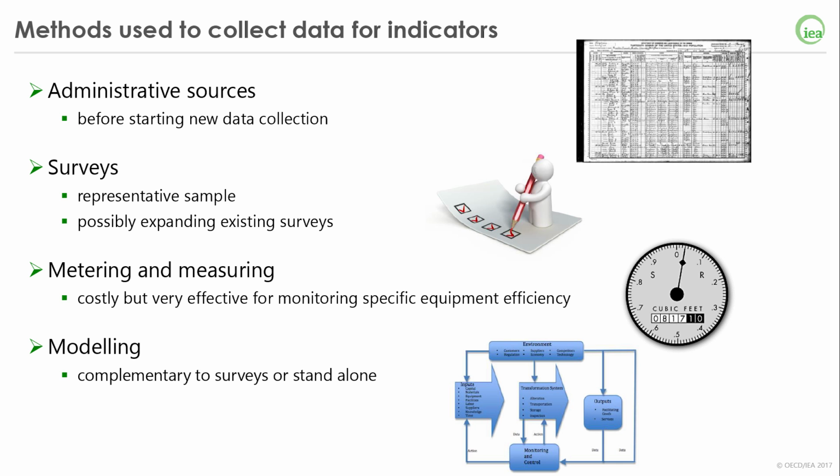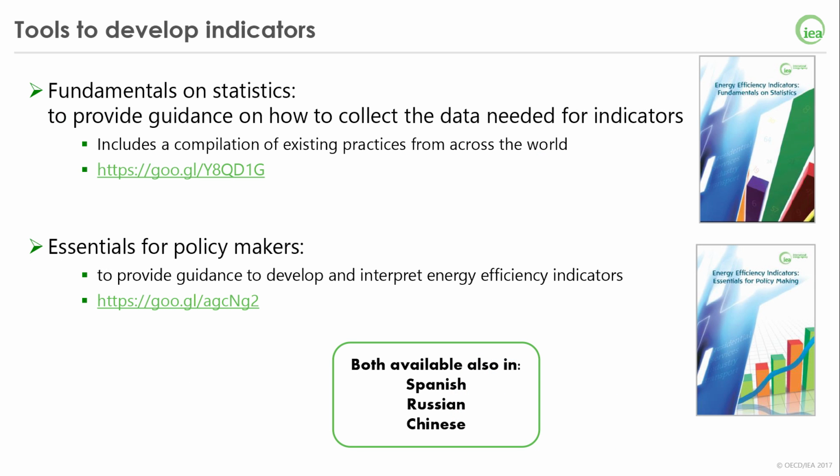When it comes to measuring and metering, it's a very expensive way of data collection. However, it gives very detailed information and often can be very useful. Modeling can be both complementary to an existing survey or stand alone, and it's widely used. All of these methods are mentioned in the manual on fundamentals of statistics. This manual provides guidance on how to collect the data needed for indicators and includes as well a compilation of existing practices from across the world.